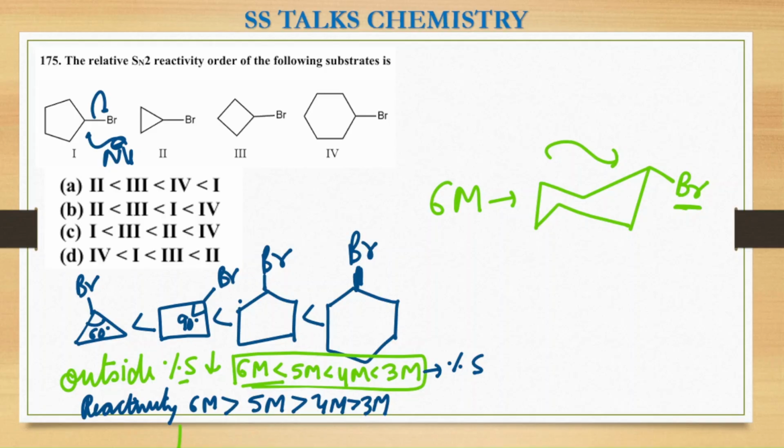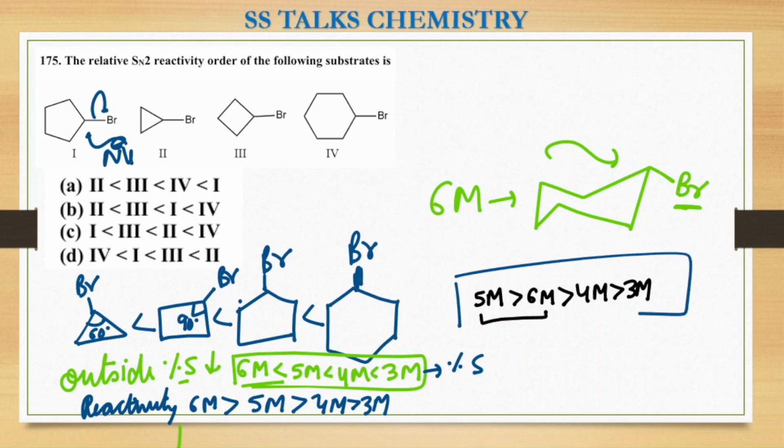So the exact order that you observe, instead of the 6 member, is that the 5 member has the maximum reactivity, followed by the 6 member, which comes at the second position. Then you have the 4 member ring, and the least is the 3 member ring. The change in the reactivity order of the 6 and the 5 member ring arises due to the chair conformation of the 6 member ring. Okay, so this is the correct order. So you can match the options. That is the 5 member.